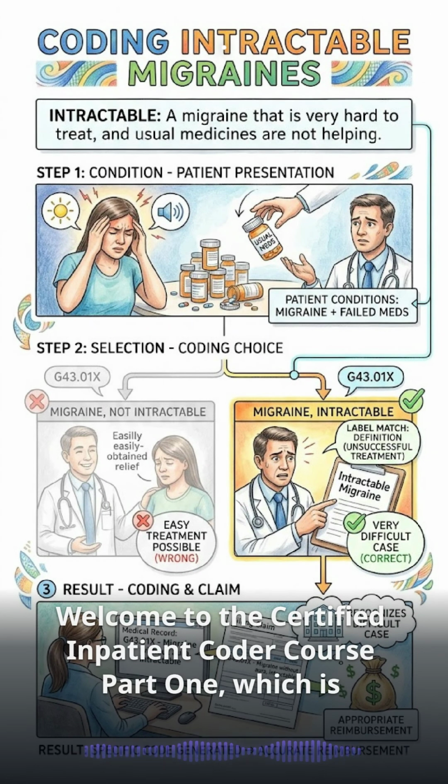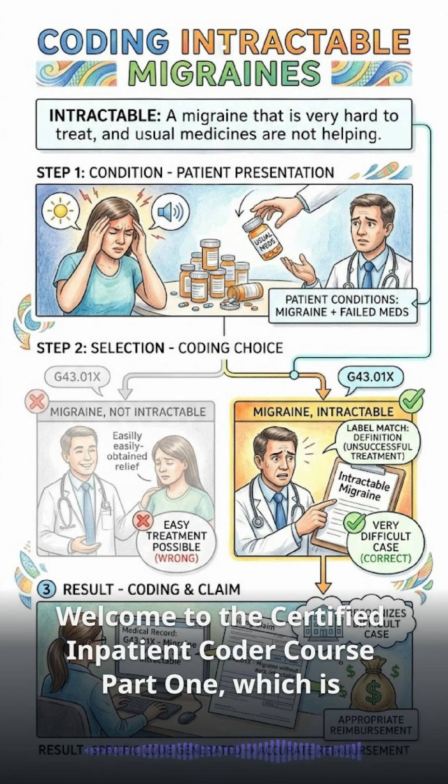You must read the entire medical record carefully, so you can find the true reason for the admission. Sometimes the doctor is not very clear in the notes, which means you might need to ask them questions. We call this process querying the physician, and it helps make sure the coding is perfectly accurate.